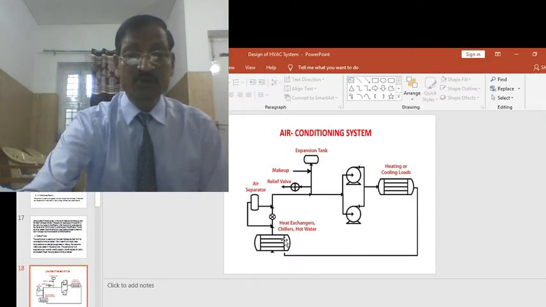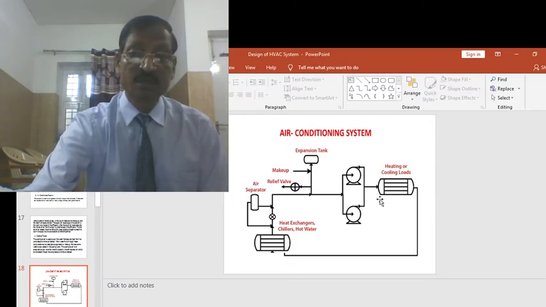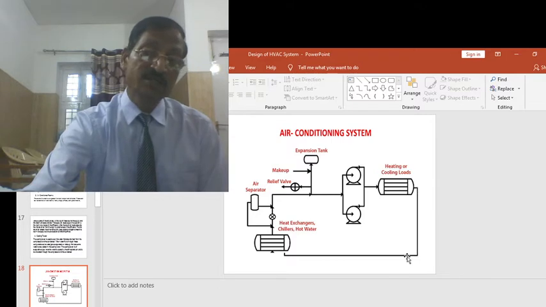The chilled water from the chiller comes to the pumps, and this is the expansion tank. Where there is any loss of water, the expansion tank acts as makeup for the water. And this is the air separator. Whenever air comes into the chilled water system, the air separator separates the air. The water through the pumps comes to the air handling units or cooling load, takes heat from the area and again goes to the chillers.